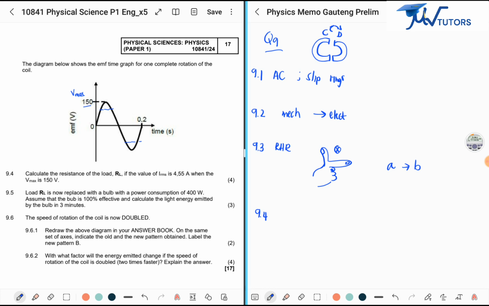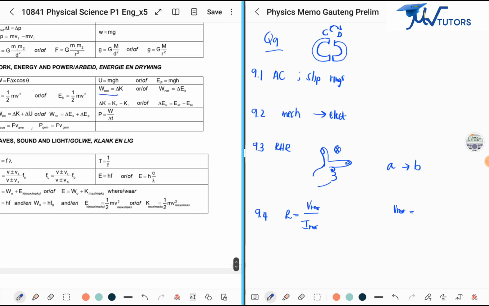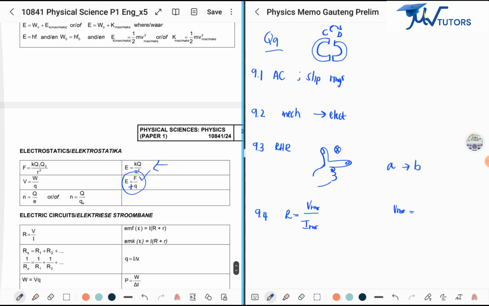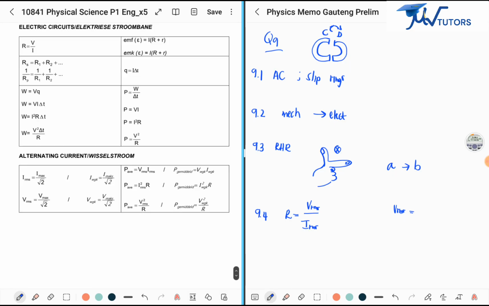Okay, so in order for us to get the resistance, it would be equal to V over I. Okay, but we do not have the current here. We have the IRMS or RMS current. So in that case, we cannot use Vmax, but we have to use VRMS. Okay, and what is VRMS equal to? Let's look at the formula sheet. VRMS is equal to Vmax over root 2.